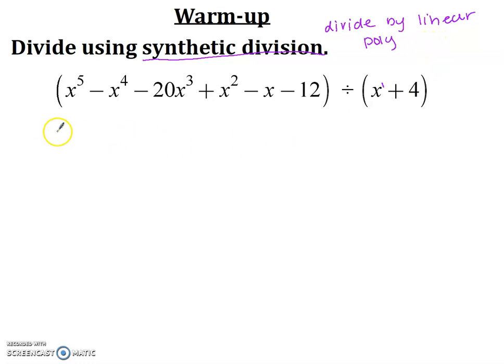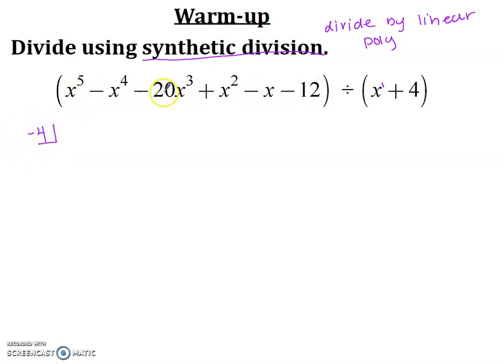Okay? So to set up synthetic division, you want to take what you're dividing by, which is called the divisor, and you want to take the 0 of it. So if I set x plus 4 equal to 0 and solved, I would get x equals -4. That's what's going to go in the box.